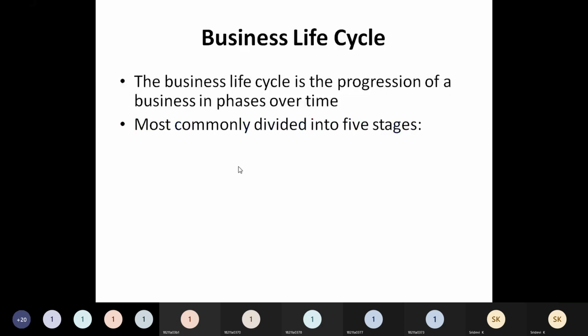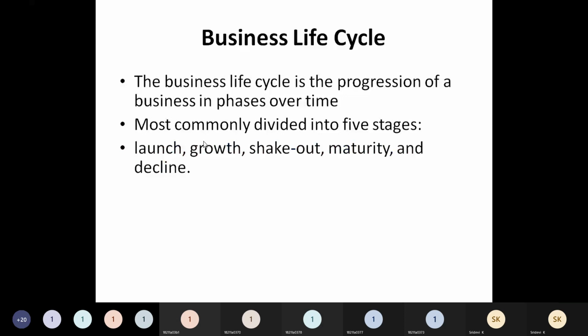So most commonly, this business life cycle can be divided into 5 stages. They are launch. Launch means launching the product. And the second stage is growth of the business. The third one is shakeout. Fourth one is maturity, and then it starts the decline stage. So these are the 5 stages the business is going to come across.